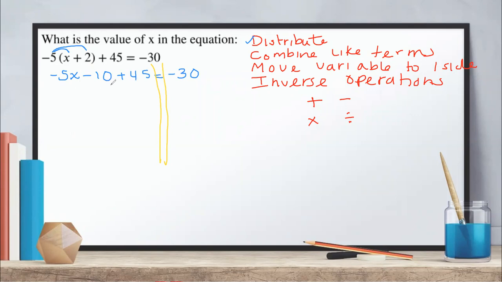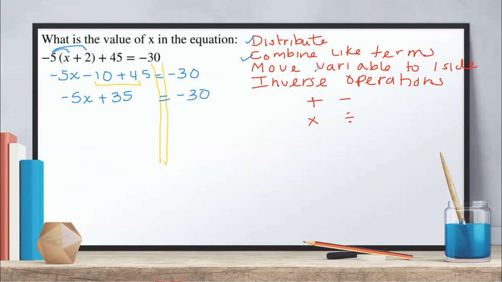So the like terms here are -10 and 45. And -10 plus 45 is +35. So we have -5x plus 35, right? These were our like terms. I'm just going to put that together. Those were like terms. -5x plus 35 equals -30.